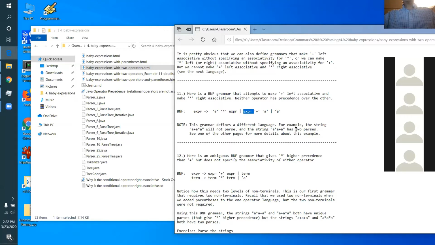Let's look at that string there. That string, A plus A times A, should be in our language, but it doesn't parse. So let's try to parse it. Use this grammar to try to parse this. So we start with an A, but we're not this, because that case is only an A.